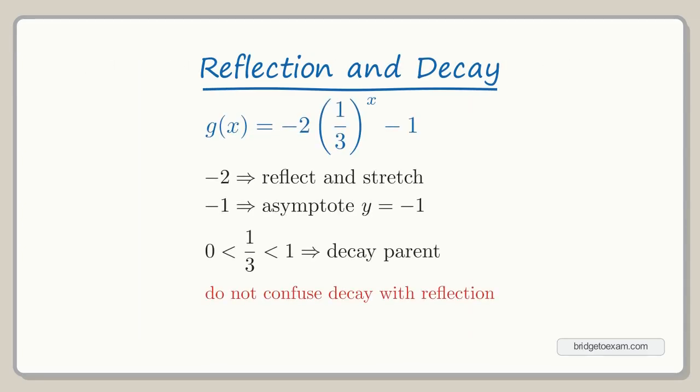For g of x equals negative 2 times 1/3 to the x minus 1, the negative sign reflects the graph over the x-axis. The factor 2 stretches it vertically. The minus 1 shifts the horizontal asymptote to y equals negative 1. Because the base is between 0 and 1, the unreflected parent is decay.